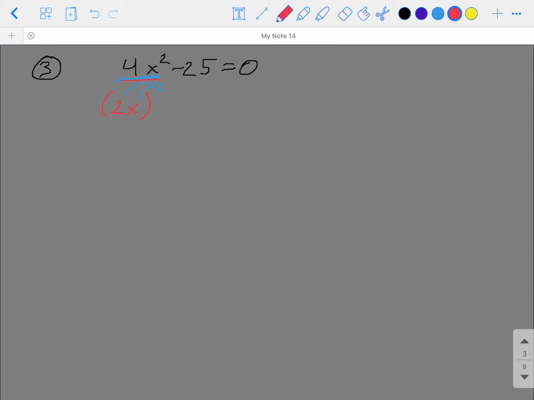The same will be done with 25. 25 is the same thing as 5 times 5, so I'm going to write it out as 5 to the second power. Up to this point, be sure to write out the theorem that you're going to use to go through the next step. The difference of perfect square theorem gives you permission to use the next sentence. So (2x minus 5)(2x plus 5) is equal to 0.